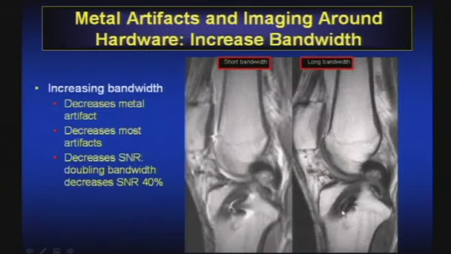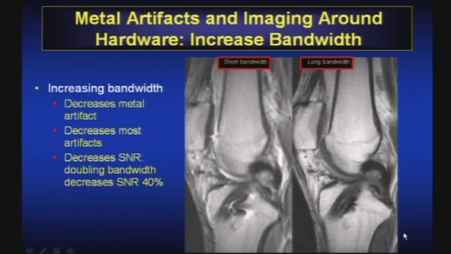Here is one of the biggest things that can help you out. Increase the bandwidth. Max it out. This is going to decrease metal artifact and most artifacts. It's going to decrease your SNR, so it's not going to give you a nice image normally. But by doubling the bandwidth, you decrease your SNR by 40%. You decrease your susceptibility artifact by 40%, right? So you can see that nice example here in this ACL reconstruction. Short bandwidth, long bandwidth. Shown here a lot less artifact around that ACL tibial tunnel hardware.